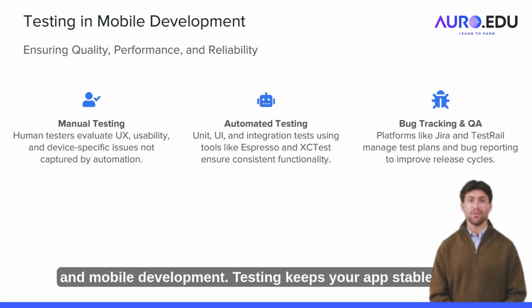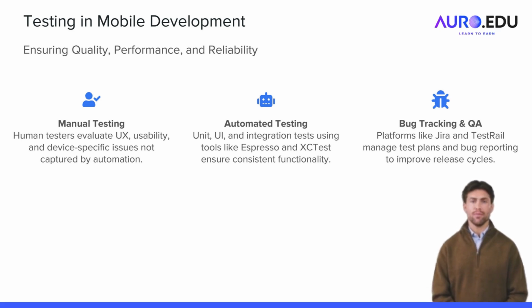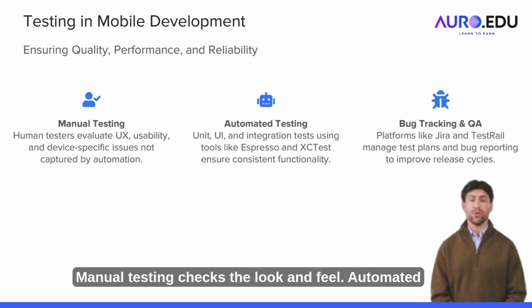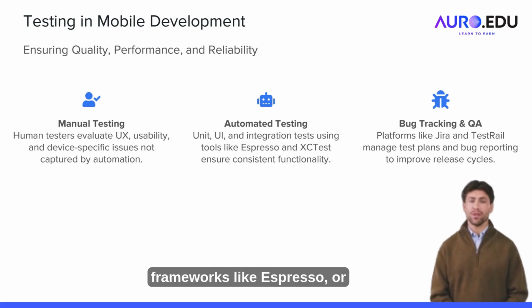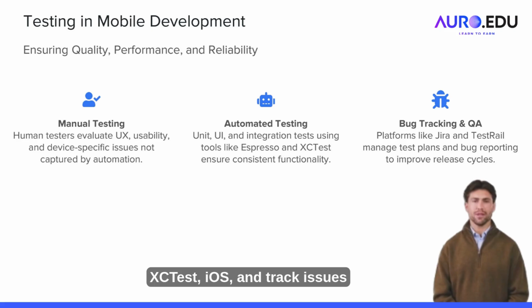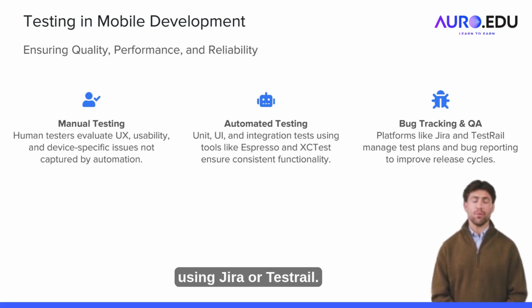Testing and mobile development. Testing keeps your app stable. Manual testing checks the look and feel. Automated tests verify logic and behavior. Use frameworks like Espresso for Android or XCTest for iOS, and track issues using Jira or TestRail.